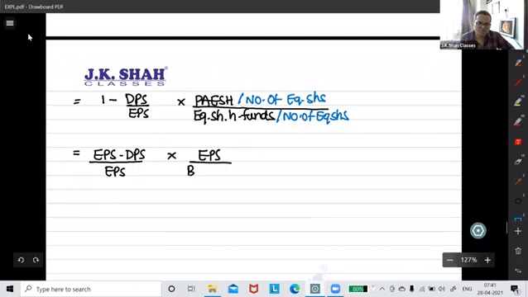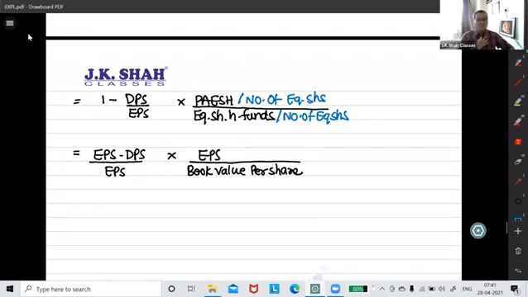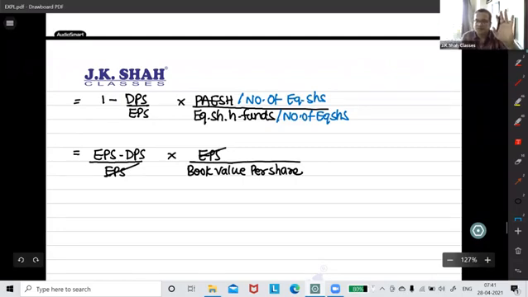So this is what? Book value per share. Correct, friends? So you can see something getting cancelled now. Correct? Agree? Okay. And then book value's counterpart, market value, is known as what?